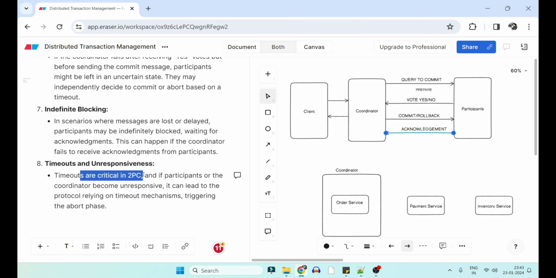Timeout thus seems to be very critical and crucial in two-phase commit, because participants wait for the coordinator and the coordinator also waits for the participants. And to prevent indefinite blocking and the bad user experience where your timer just keeps on running, order is getting placed, we are checking, order is getting placed, we are checking, and to prevent such a bad experience for users and unresponsiveness of the application, we always have timeouts, which is very critical in two-phase commit.